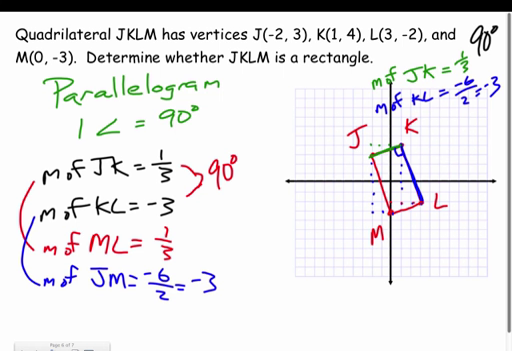Because I had opposite sides that are parallel. They have the same slope. And I have a 90-degree angle because of the opposite reciprocal slopes. So that proves that it's a rectangle. So don't just draw it. You have to give me some proof. And so basically, just find your slopes. Find your slopes, and that'll give you proof whether it's a rectangle or not.